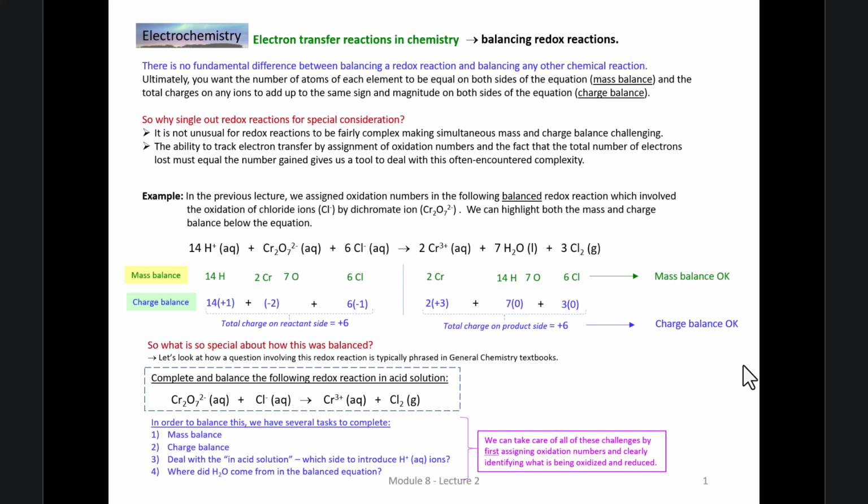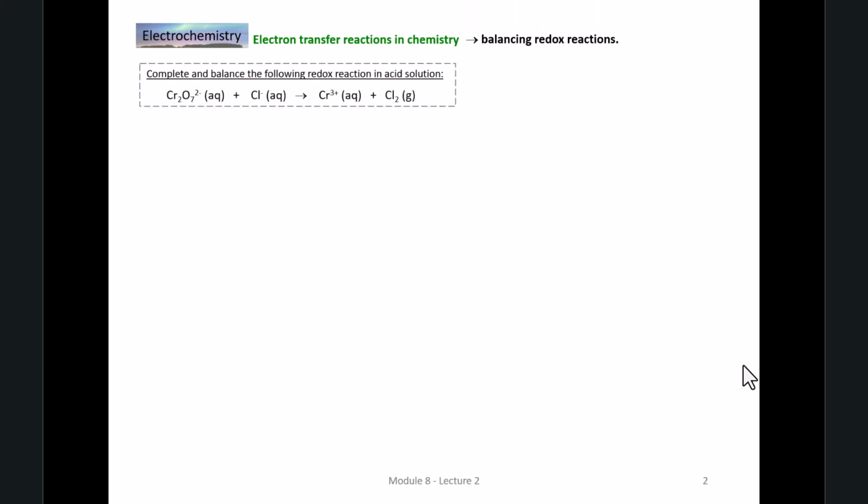Once we do that, we follow a protocol to get our final balanced equation. So let's try to balance this equation and come back to the answer that we already know. So here's our question. First thing we want to do is assign oxidation numbers to each atom and identify what is oxidized and what's reduced.